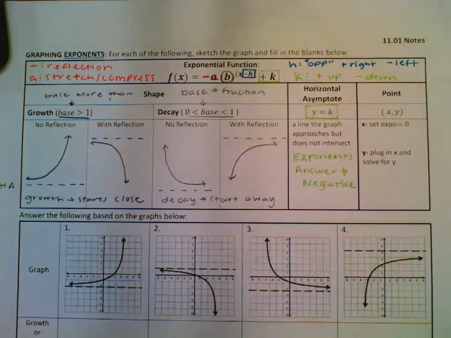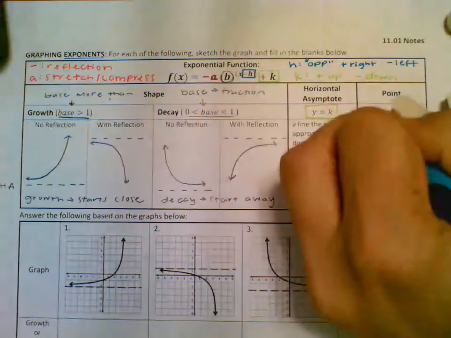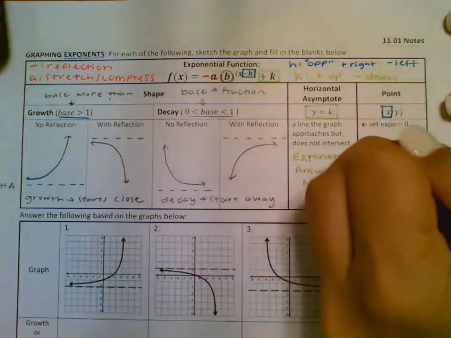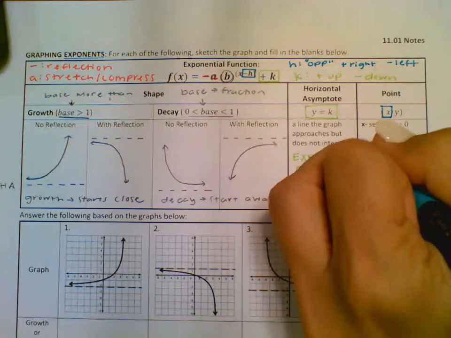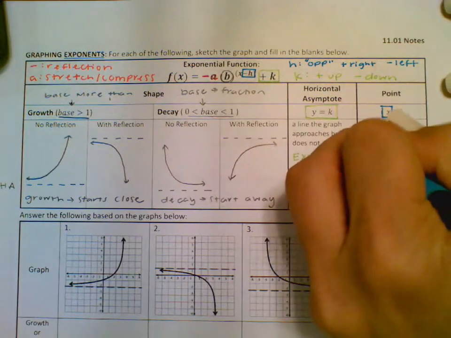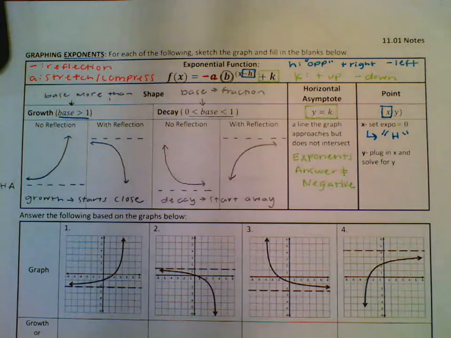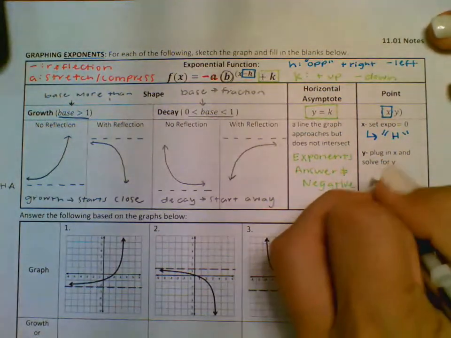When we do the point, we're going to have an x-coordinate and a y-coordinate. The x-coordinate is going to be from setting the exponent to 0. This is just our h value. Whatever h is going to be used for the x value. So whatever h is going to be our x value. To find the y value, we have to plug it in and solve for y. So we're going to plug that x value in and solve for y.